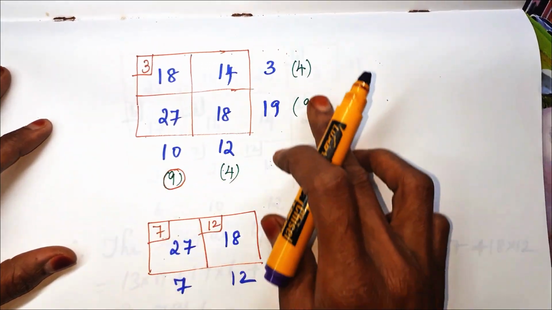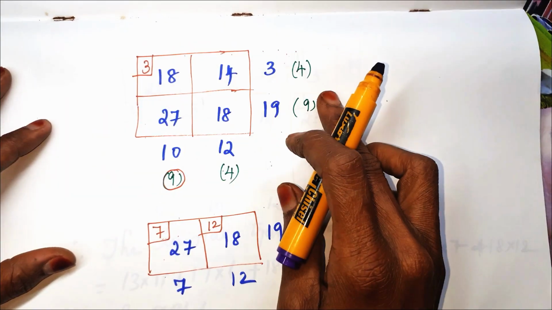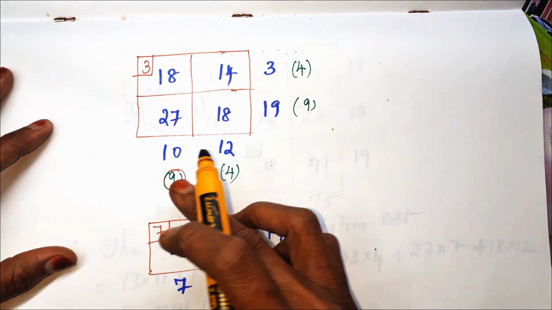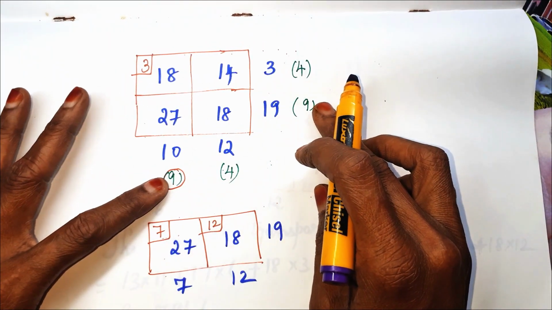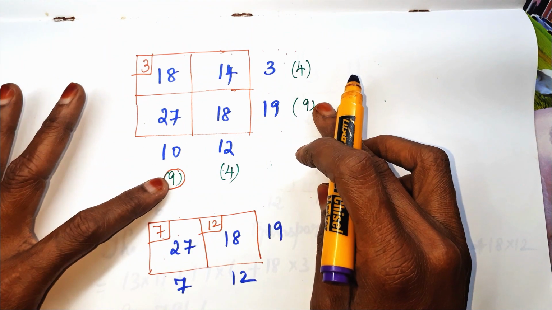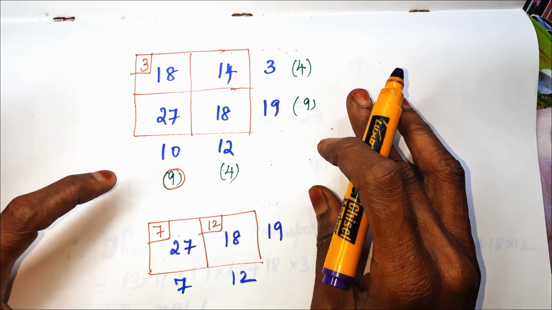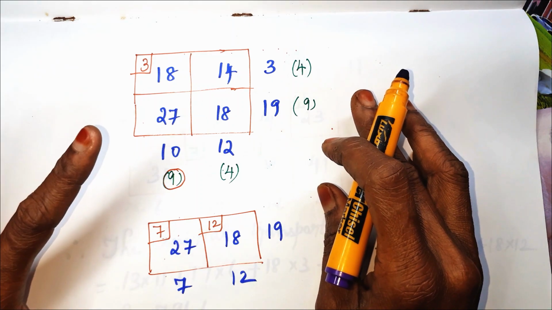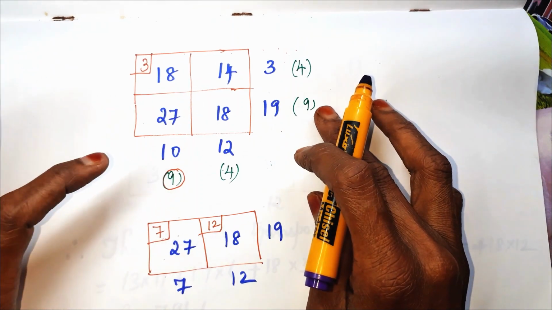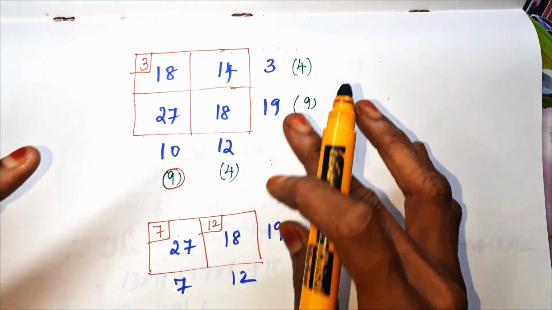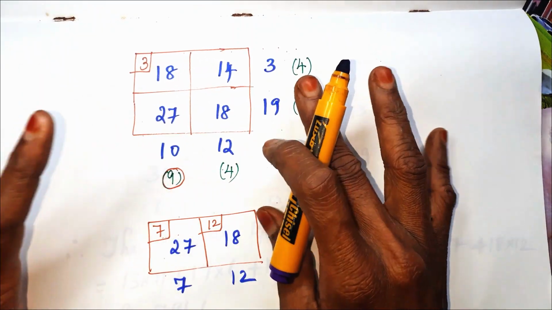I have calculated the penalties. Out of the penalties, we have to select the maximum of it. We have two 9s. Any one 9 we can select. But usually, I will take the best one. Best one means I will take the minimum of it. Minimum means both are 9. You may ask which is the minimum. You can select any 9, either this or this, no problem.